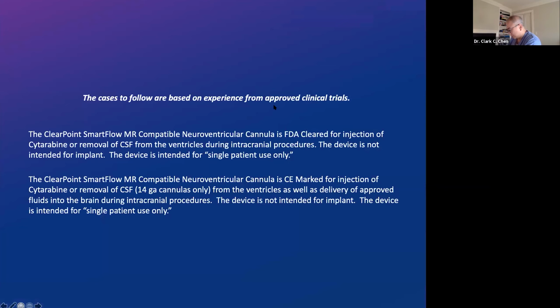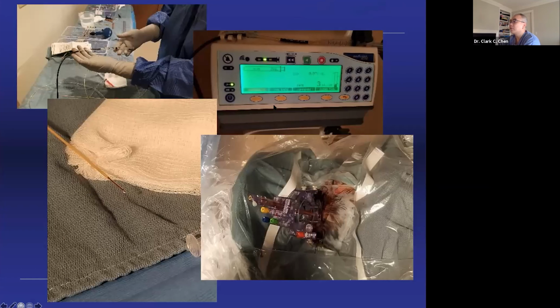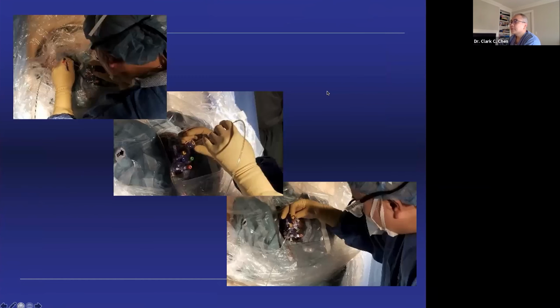Sorry, I don't know why my computer keeps flipping back and forth. You can see this is the pump that was used. We essentially insert an adapter that allows a perfect fit between the catheter and the SmartFrame. We insert that to the depth and we secure it.